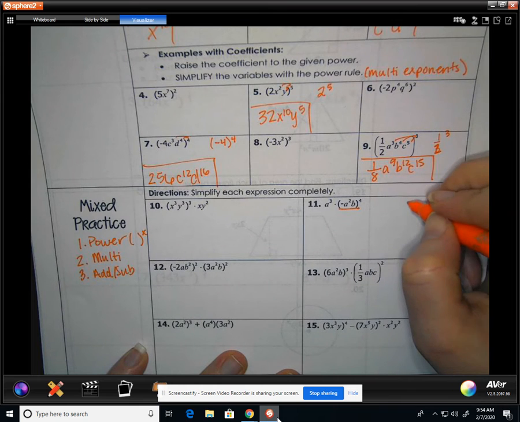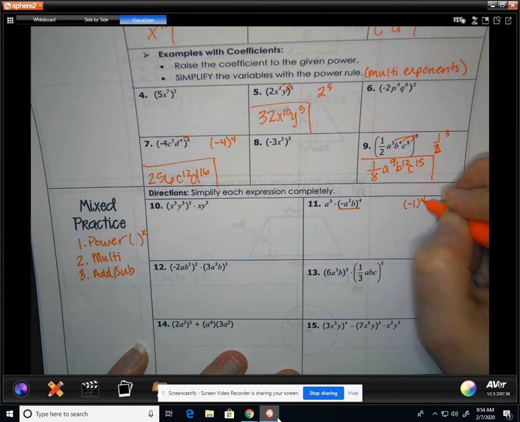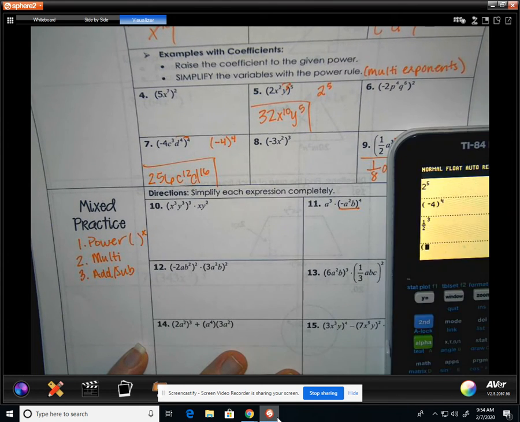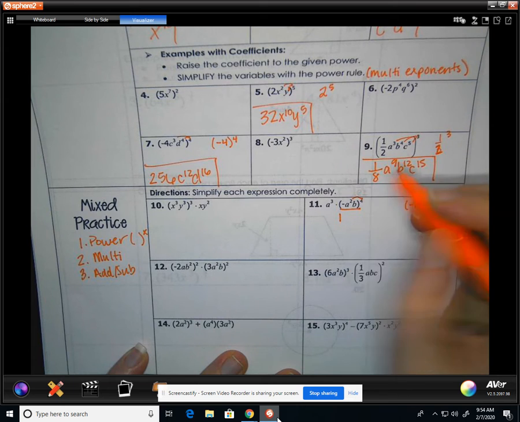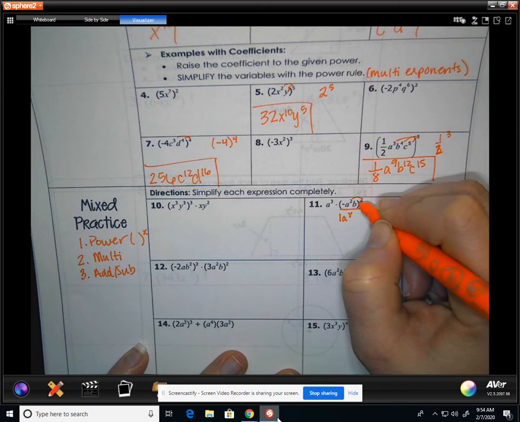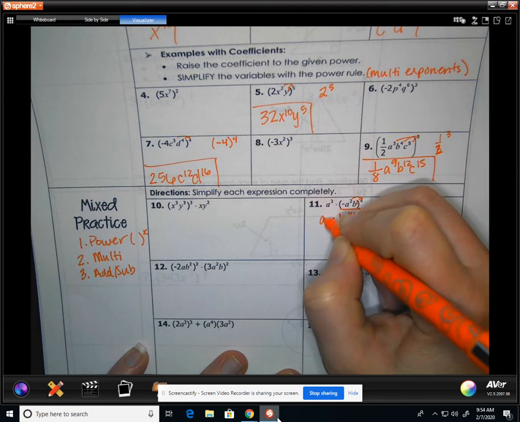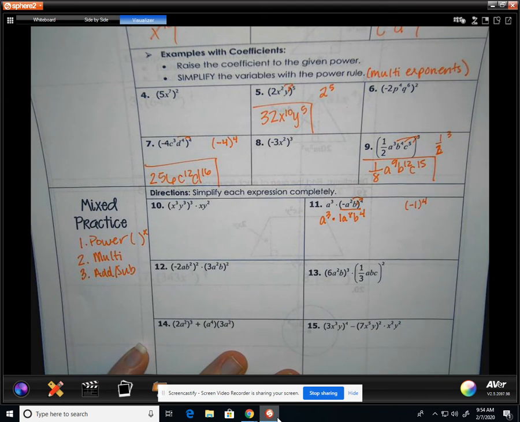Okay, that means I'm taking -1 and taking it to the 4th power. So -1 to the 4th is 1. So this becomes 1, and then I just multiply. 2 times 4 gives me 8, and 1 times 4 gives me 4. And then I bring down the a to the 3rd times.